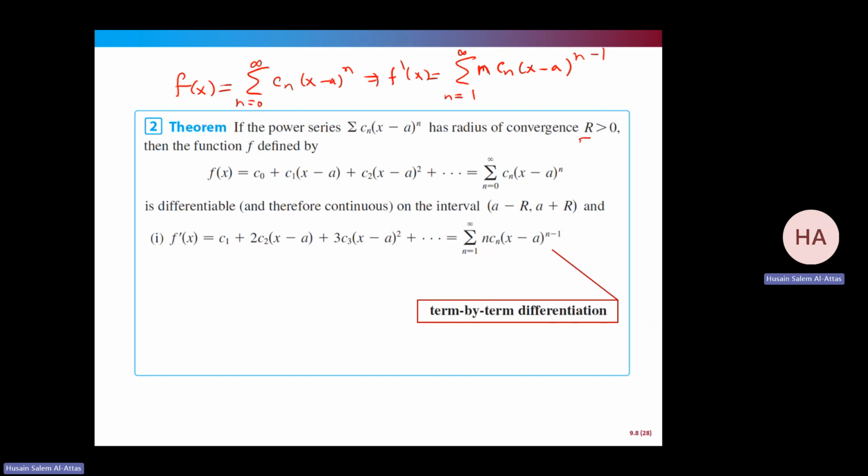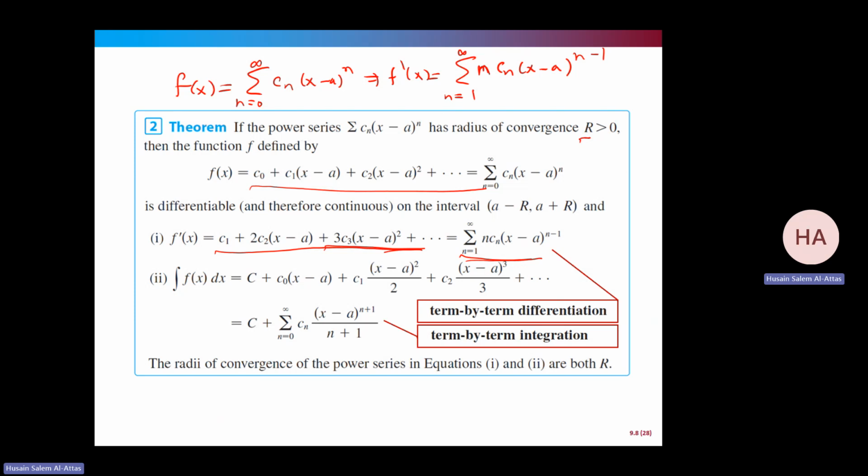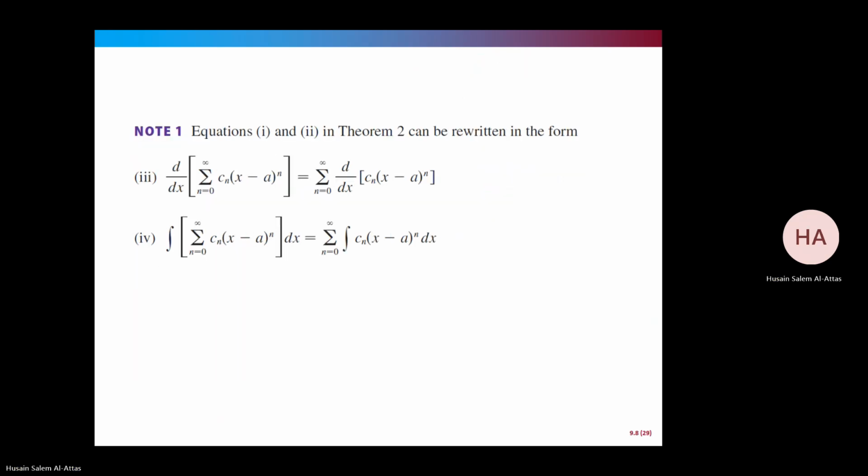This is term by term differentiation. When it comes to integration, I need to do the same thing, term by term. Now we can see this is f, and this will be f prime. No need to be bothered with this, you just apply it to the series right away. The radius of convergence should be the same. I can take the derivative inside the summation, and the integral of the summation, I can take the integral inside the summation.